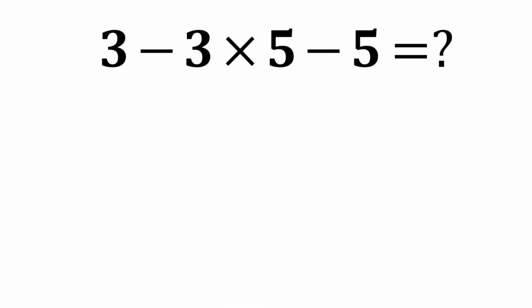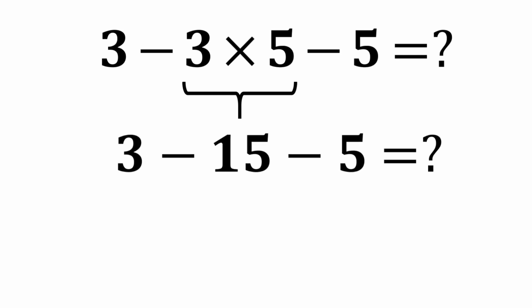The expression is 3 minus 3 multiplied by 5 minus 5. In this expression, we have 2 subtractions and 1 multiplication. According to PEMDAS, multiplication has a higher priority than subtraction, so we perform the multiplication first. 3 multiplied by 5 equals 15. The expression becomes 3 minus 15 minus 5.